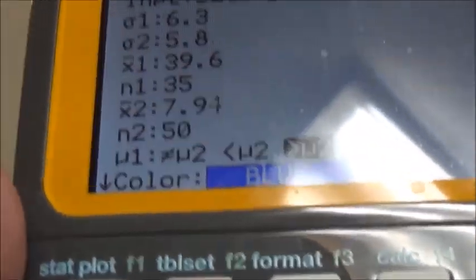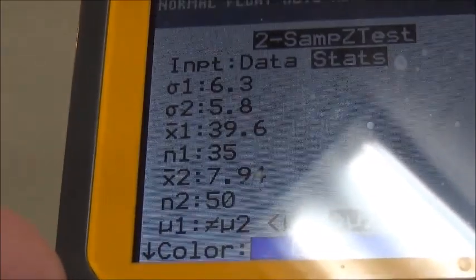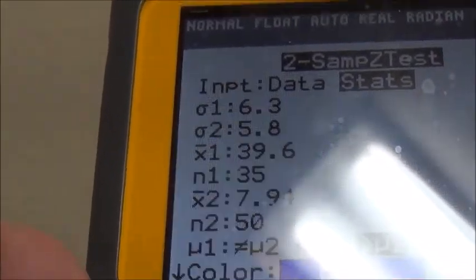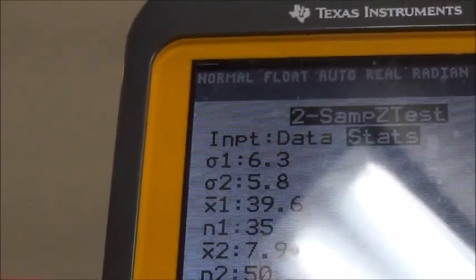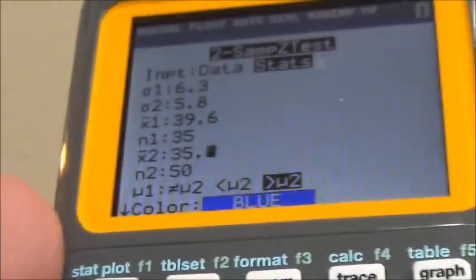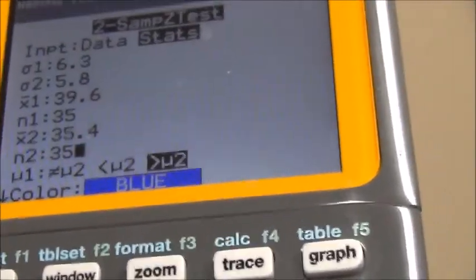Then it wants the mean for the second one. The mean for the second group was 35.4 hours. And the number for the second one again is 35, because they did 35 for both of them.